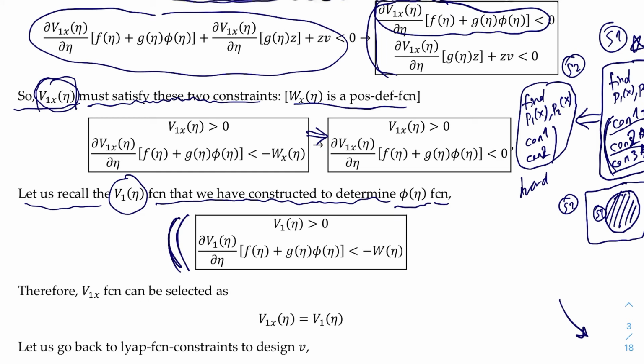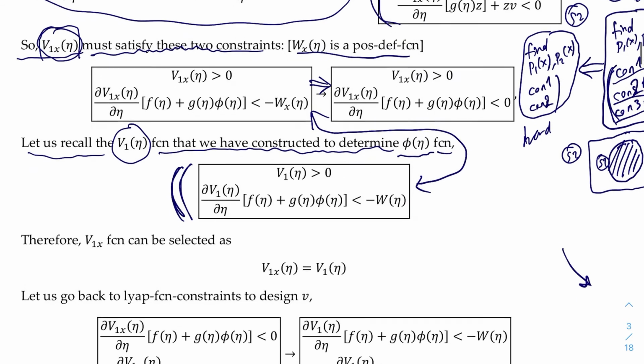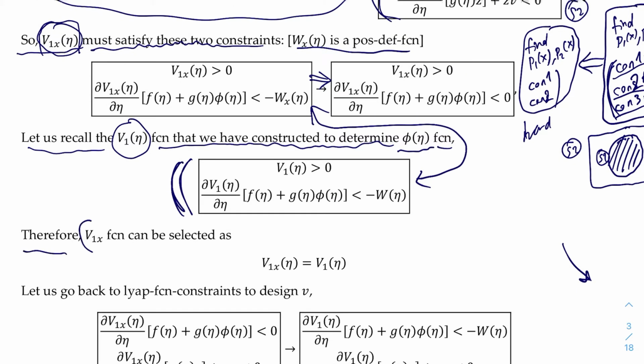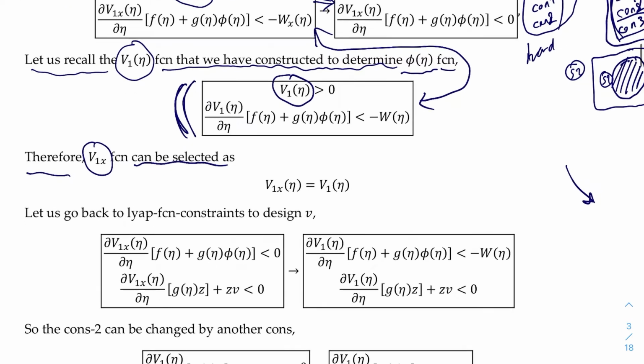And we are like, hey, wait a sec. These two constraints, or rather these two problems, they look really similar, right? And therefore it's almost like v1 of eta and v1x of eta are the same, or they can be selected as the same. Okay, all right, so that's the good news, right?